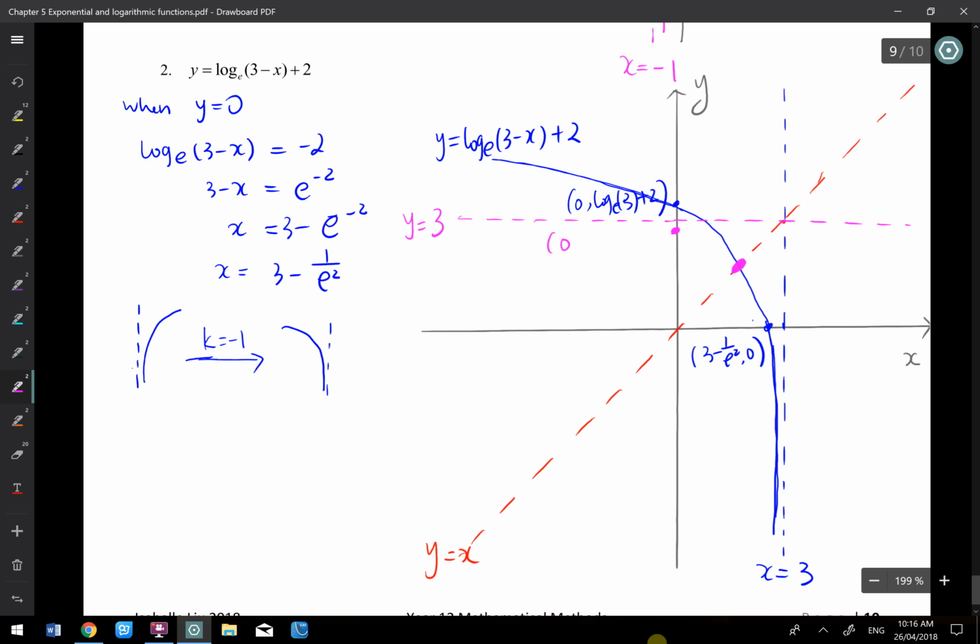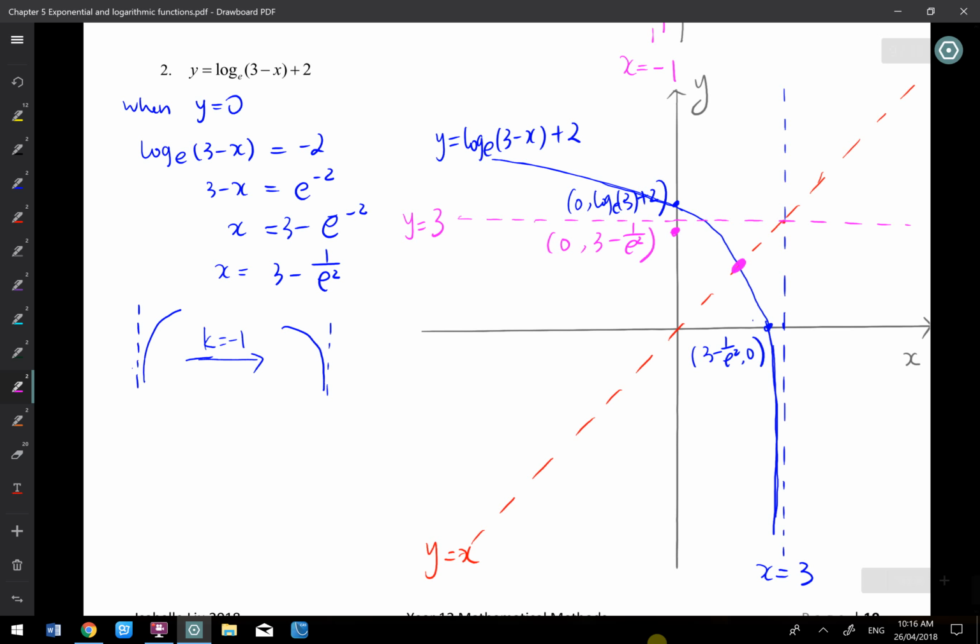Okay, 0, comma 3 minus 1 over e squared, minus a bit, must be here. And another point, which is log base e of 3 minus, plus 2. Okay, log base e of 3 plus 2. Well, the thing is, we can see this point must be below 3 because it's 3 minus a bit.